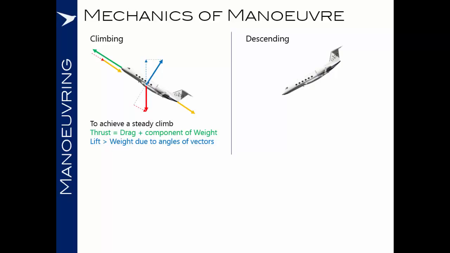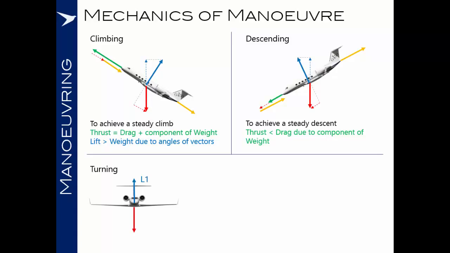In a descending scenario, we still have weight acting towards the centre of the earth, lift to counter, drag, which will be acting to slow the aircraft down. But this time we have a component of the weight vector acting to counter the drag. So this time the thrust that we will require will be the drag minus the thrust component of the weight. So to achieve a steady descent, we must have thrust less than drag due to the component of the weight which acts to assist the thrust.